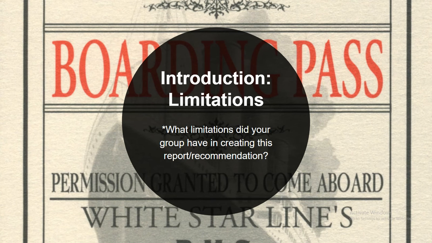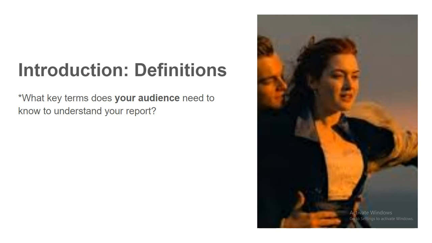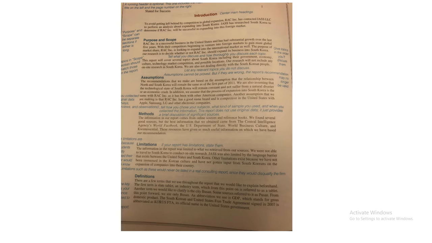What limitations did you have in creating this report and recommendation? So it may have been time, it may have been money, it may have been that you didn't have access to certain information, or something like that. So you've got to be real about the limitations that you face without making excuses, right? But just that, this was something we couldn't overcome. And then including any definitions that your audience needs to know. So remember that your audience in this case is not me, your professor, it's the client specifically. So is there something that they don't know, right? And you may or may not have definitions in that case.